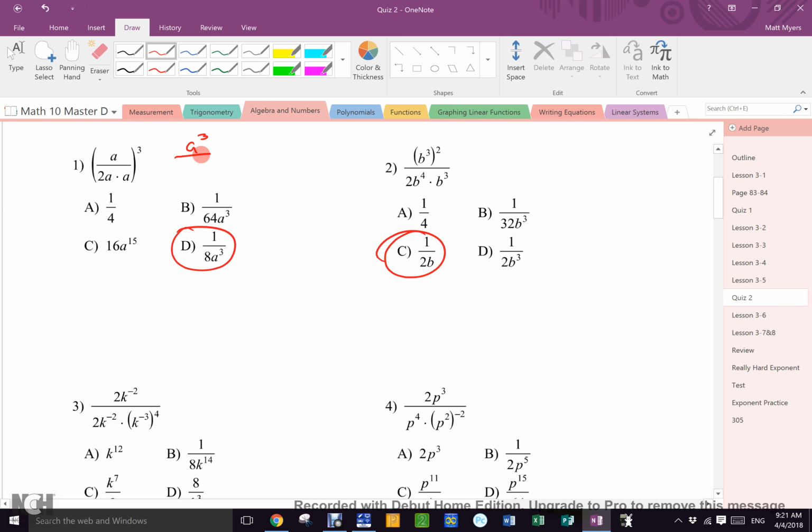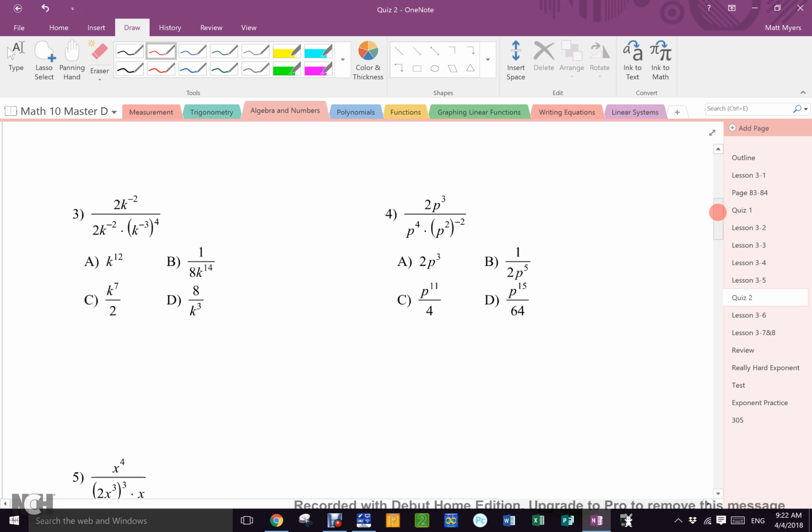That 3 goes everywhere. So I get a cubed over this becomes 2a squared, and then it's cubed. So it's 8a to the 6th. Those a's all cancel. That goes down to 3. Can't have a 0 on the top. 1 over 8a^3. This one is b to the 6th over 4 plus 3, 2b to the 7. 6 minus 7, right, is b to the negative 1. So the b has to stay down on the bottom, and I need a 1 on the top.